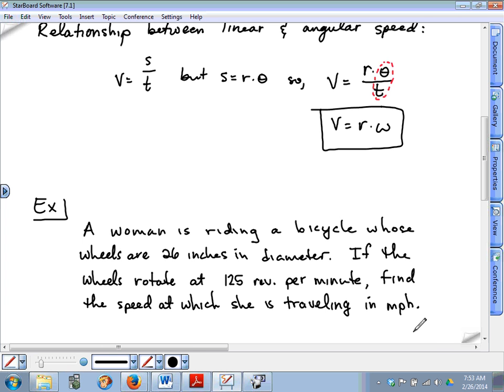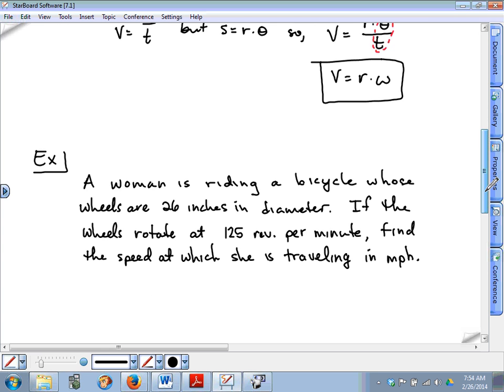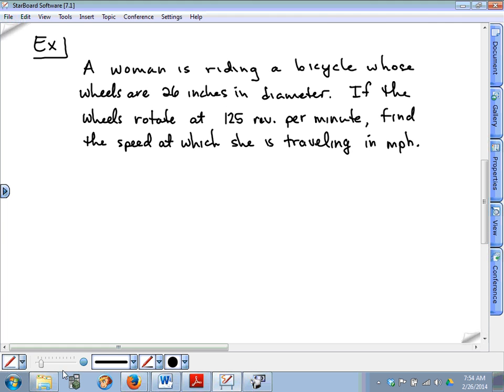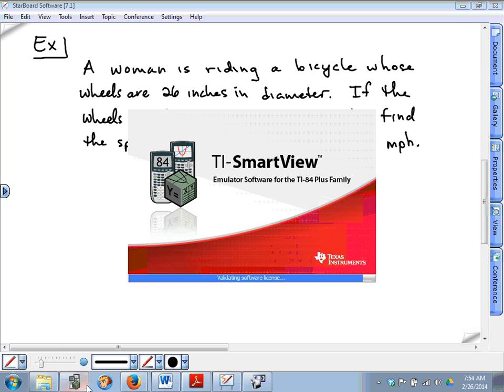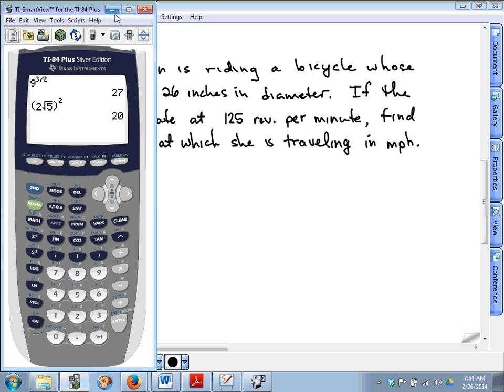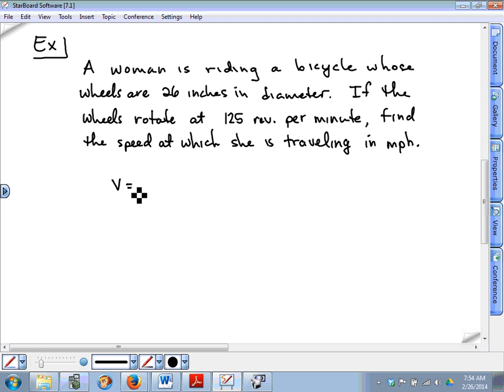Pretty standard problem. You can expect one like this on the test where some kind of a wheel is spinning, might be on a car, might be on a bike. You've got to figure out how fast the object is moving. Linear speed. So, V equals the radius times omega. What do we know? What don't we know?